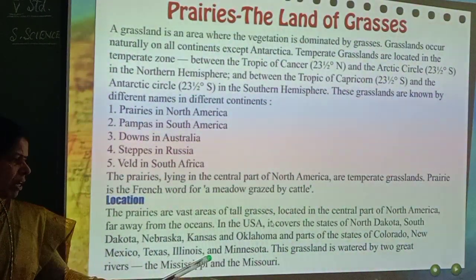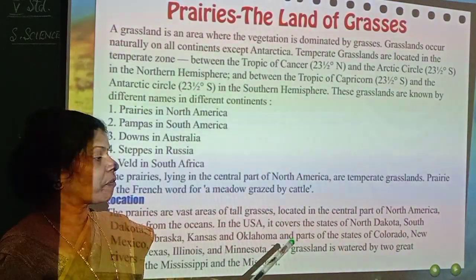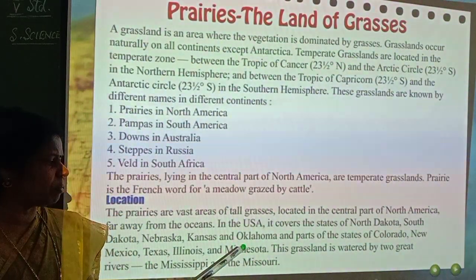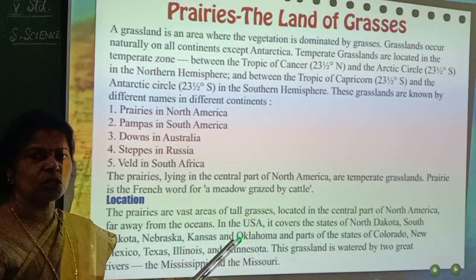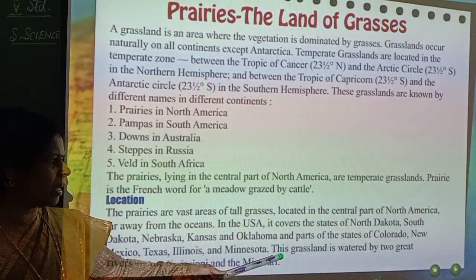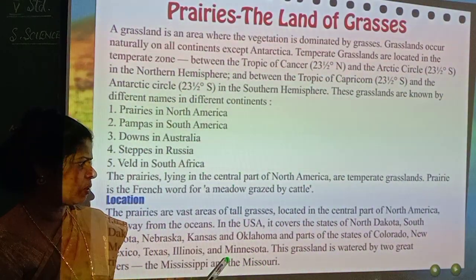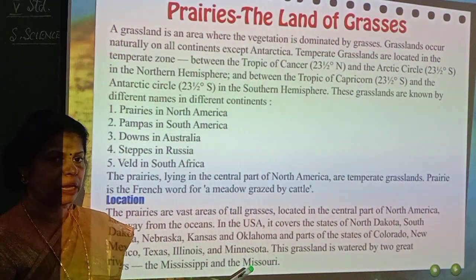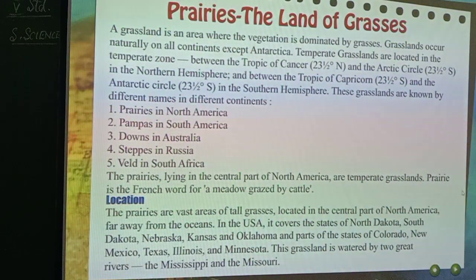The fresh water which you get from the river is called what? Fresh water. So what happens here? Because there is river water, which is fresh water, isn't it? Because of the river water, you see more amounts of grasses growing. If it is oceanic water, salt water, you don't find that. But here you see the two great rivers, Mississippi and Missouri. Because of this, you see more grasses growing, and there are tall grasses growing because of the sufficient amount of water present there. That is because of the two rivers, Mississippi and Missouri.